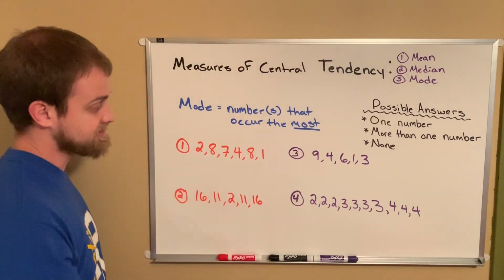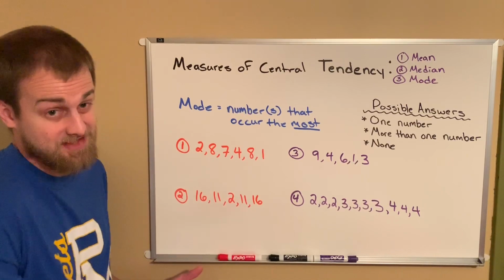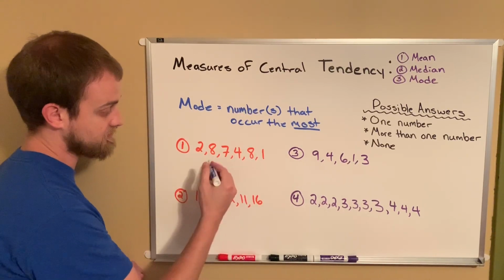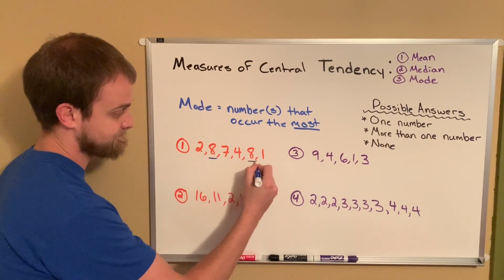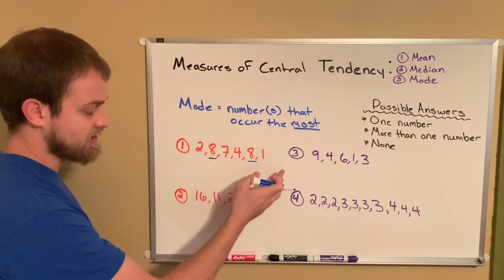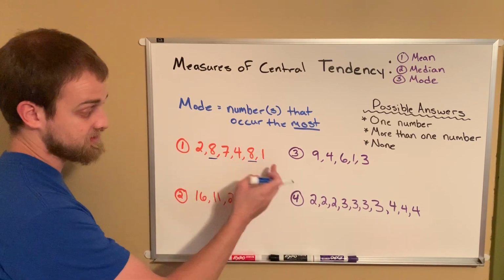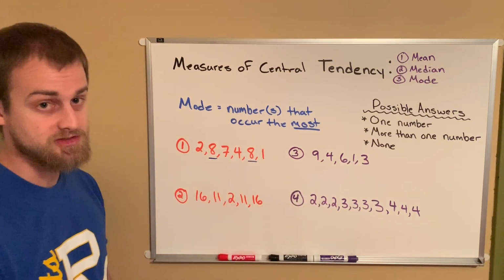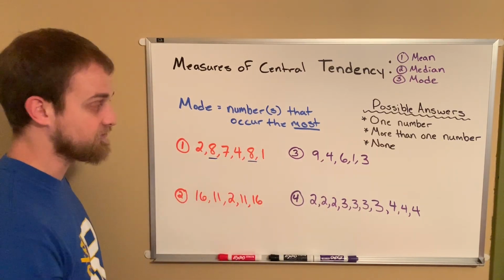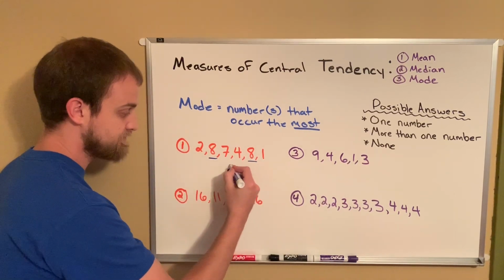So we look through this data set and we say, okay, we're looking for any numbers that are occurring at the very minimum more than once. So we look through: 2, 8. It looks like I see two 8s. Now, notice that 2 doesn't show up more than once. 7 doesn't show up more than once. 4 doesn't show up more than once. And 1 doesn't show up more than once. So what that means is 8 is occurring the most frequently in this data set. So my mode would be 8.